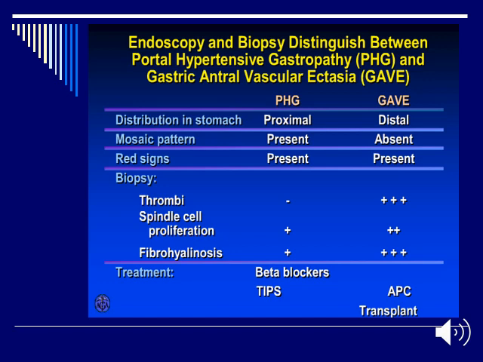And the mosaic pattern appearance is present in the portal hypertensive gastropathy, but not in the GAVE. Red sign is present in both. If you still have a dilemma, take a biopsy. If there are thrombi, it will be GAVE. The treatment of GAVE is usually APC, which is argon plasma coagulation.